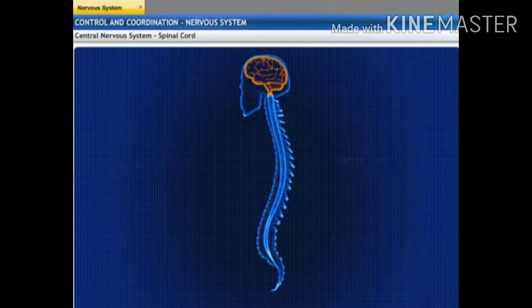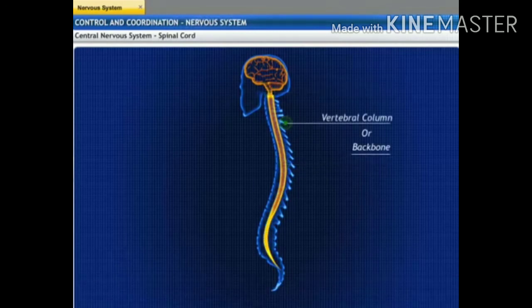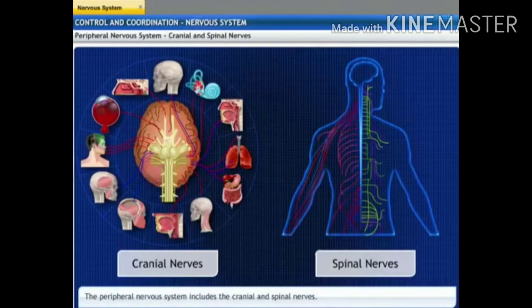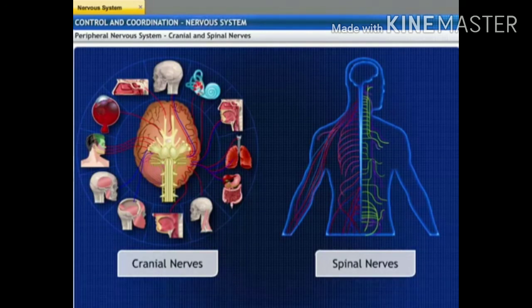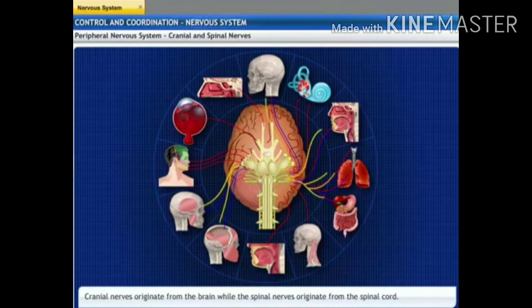The next part of the central nervous system includes the spinal cord. The spinal cord extends from the medulla of the brain through the whole length of the vertebral column and is protected by the vertebral column or backbone. The peripheral nervous system includes the cranial and spinal nerves. The cranial nerves originate from the brain, and a few cranial nerves carry impulses to and from the central nervous system.